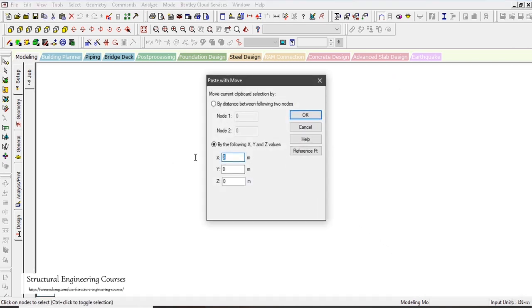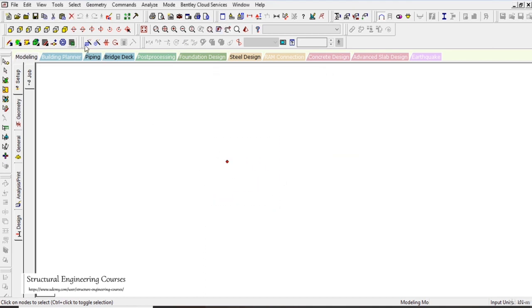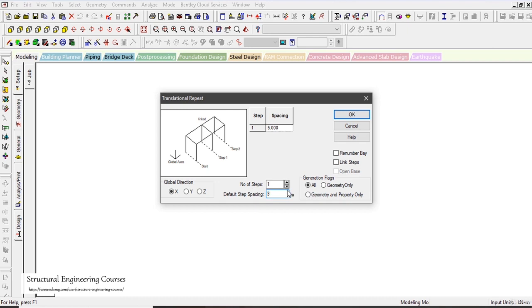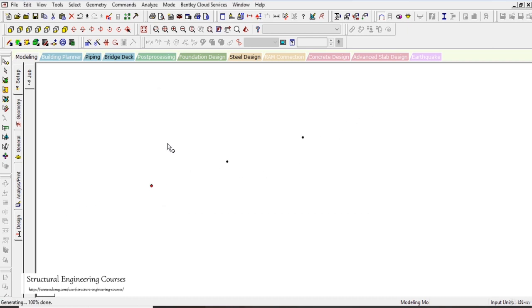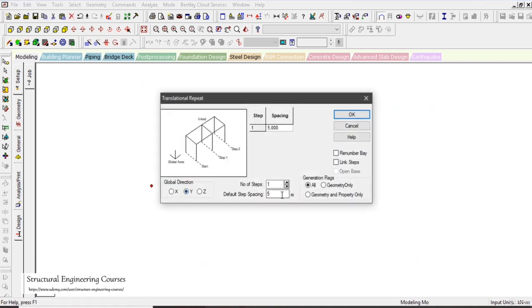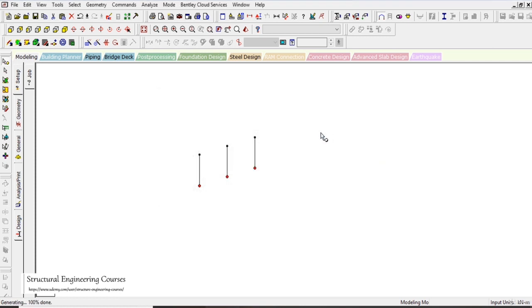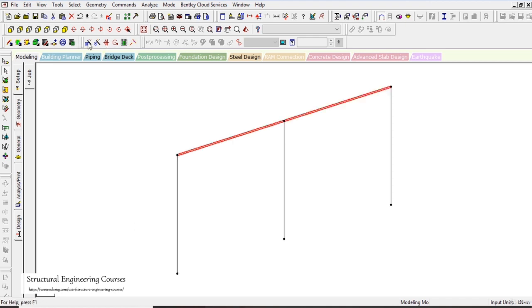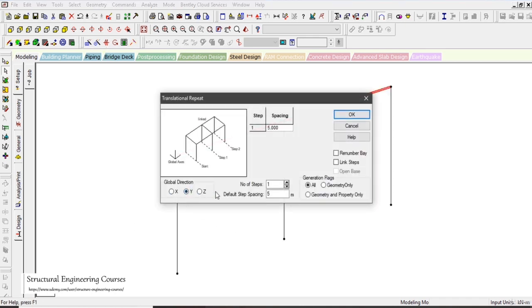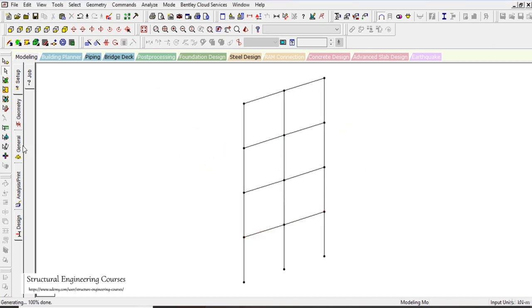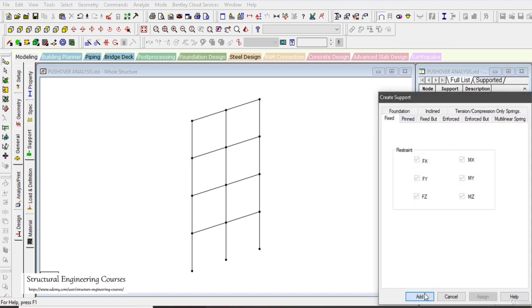Then we shall press Ctrl C, Ctrl V, or we can go to the translational repeat option here, and enter X as 3 meters and number of steps as 2. Then we shall do the translational repeat along the Y direction. Default step spacing we can select as 3, and we can go for link steps here. Then we again go to the translational repeat option, select global direction as Y, and default step spacing again as 3, with link steps. Number of steps selected as 3, and then go for link steps. After that we can go for support, and create a fixed support here.